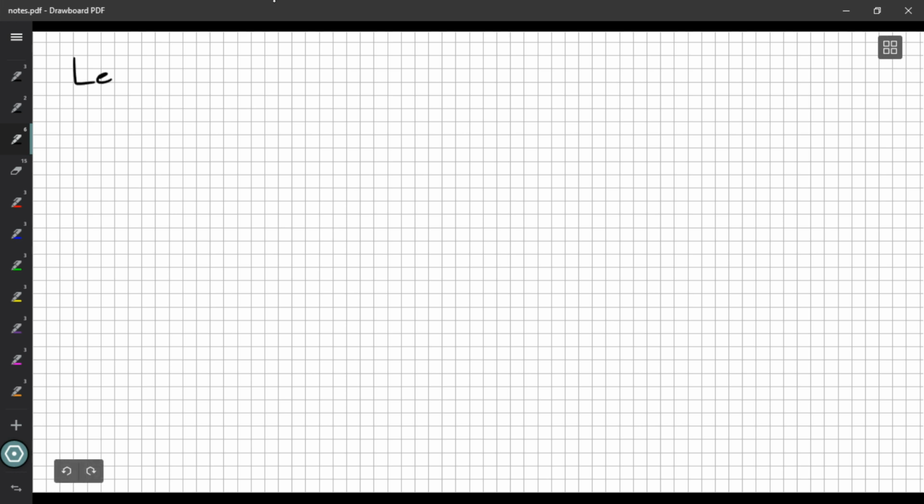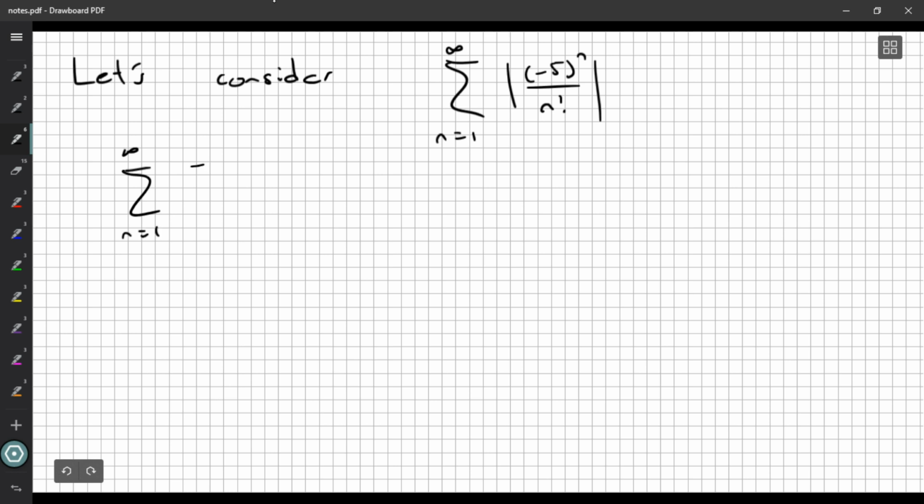So let's consider the absolute value version of our series. The minus 5 to the n is just going to change to a 5 to the n, and factorials are positive, so we don't need to worry about that. Okay, so does this converge?